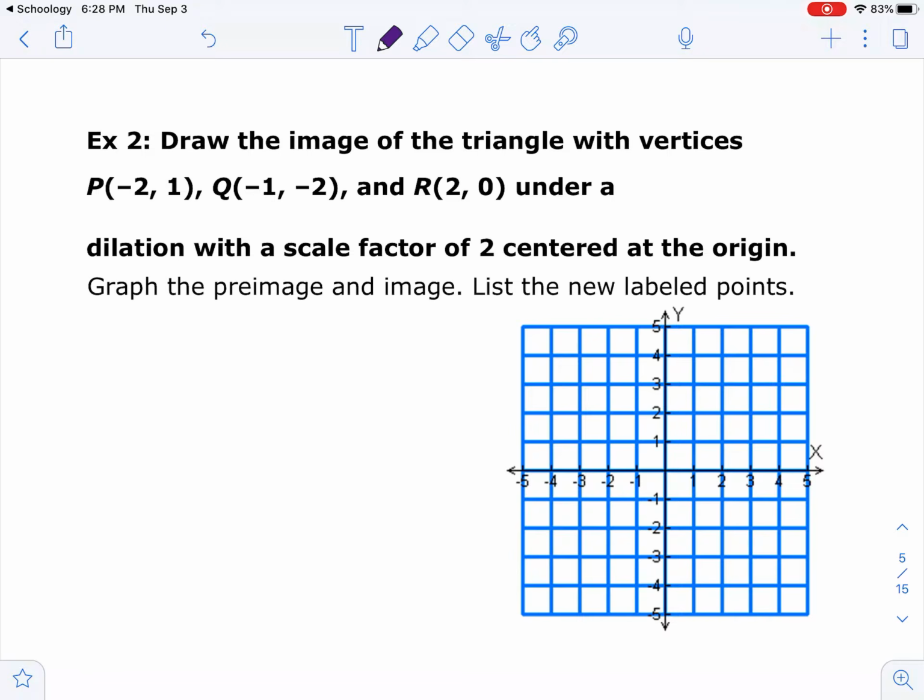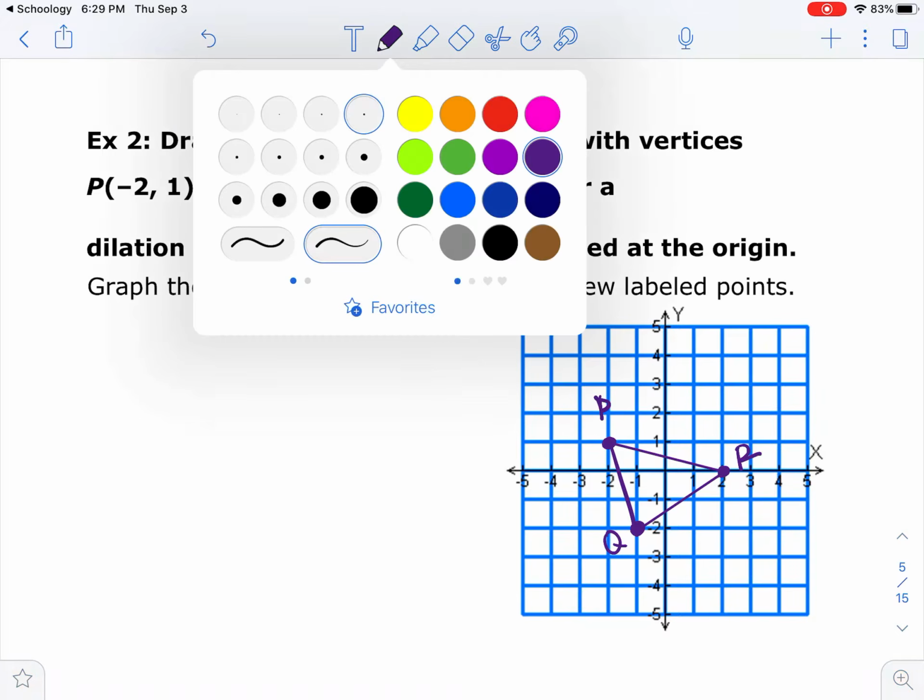Okay, this says draw the image of the triangle with vertices at -2, 1, -1, -2, and 2, 0. So this is P, Q, R. Connect your points to form your triangle. So the first thing it says to do is draw the triangle. Done. Now you want to also draw the dilation with a scale factor of 2 centered at the origin. Graph the pre-image. Done. We need to graph the image still, and we need to get the new labeled points.